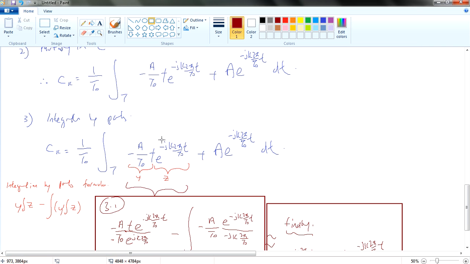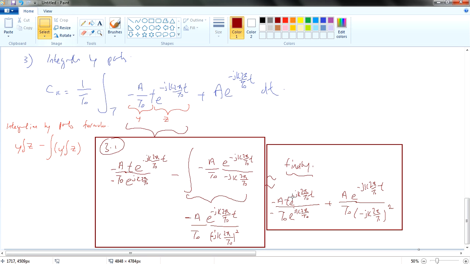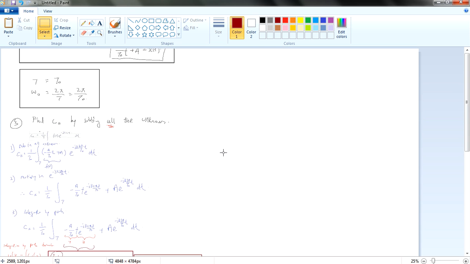Last video I simplified the integration by parts for this thing. I didn't do integration for this thing, so let's do integration of this. Let me copy this over here. This minus and minus cancel, so therefore they are plus. I'm not going to take the minus out.